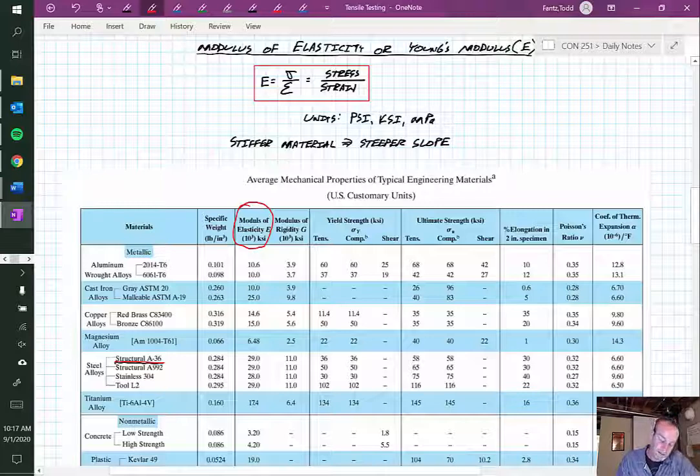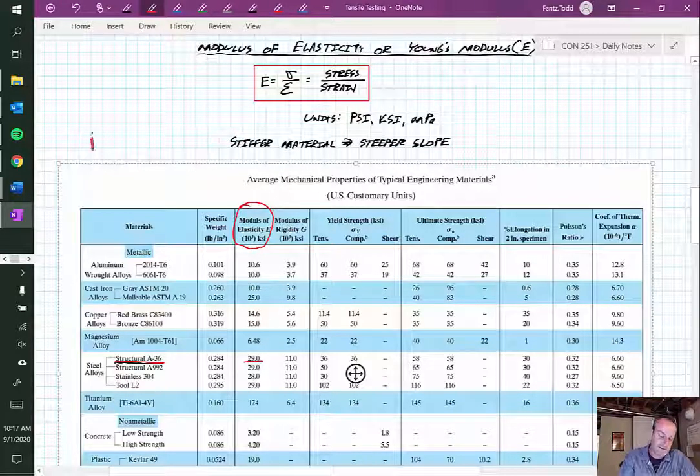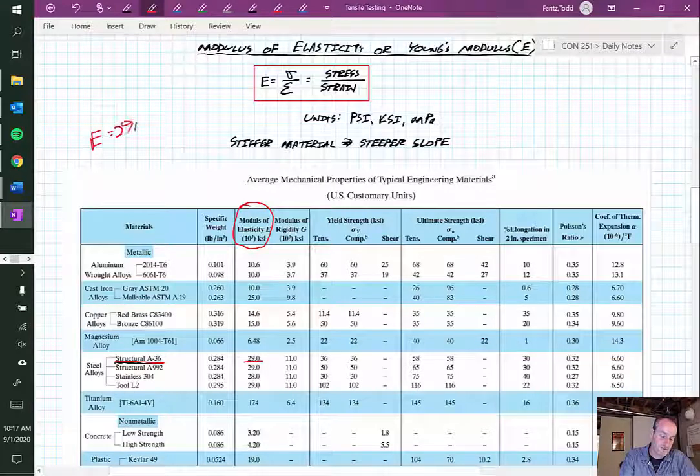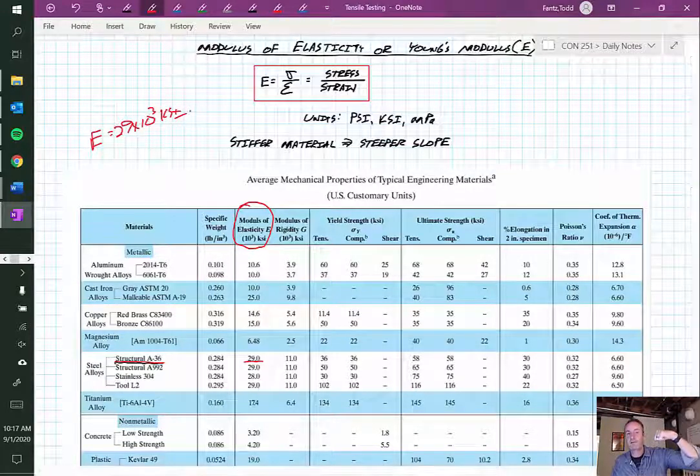And I can see for steel, it has an E value of 29. Now it says times 10 to the third. So E for steel would be equal to 29 times 10 to the third kips per square inch. So that is massively important because now we know exactly how much our material would deform based on the load. We can figure that out, right?